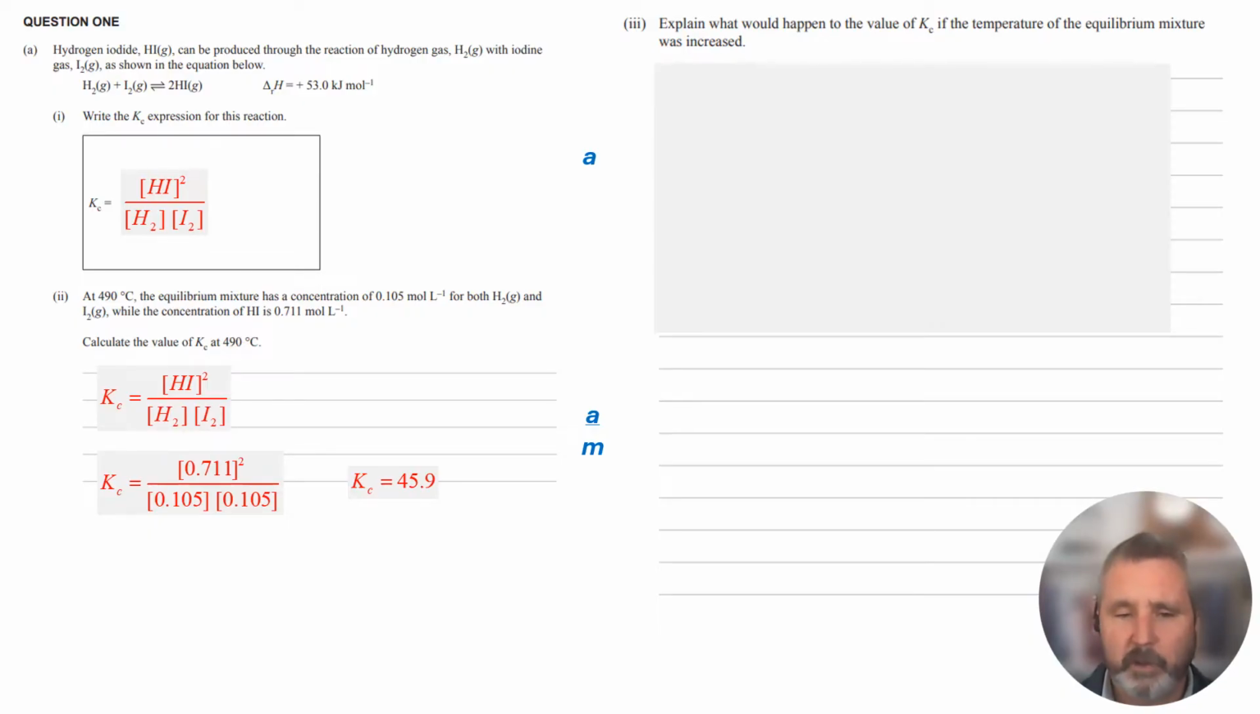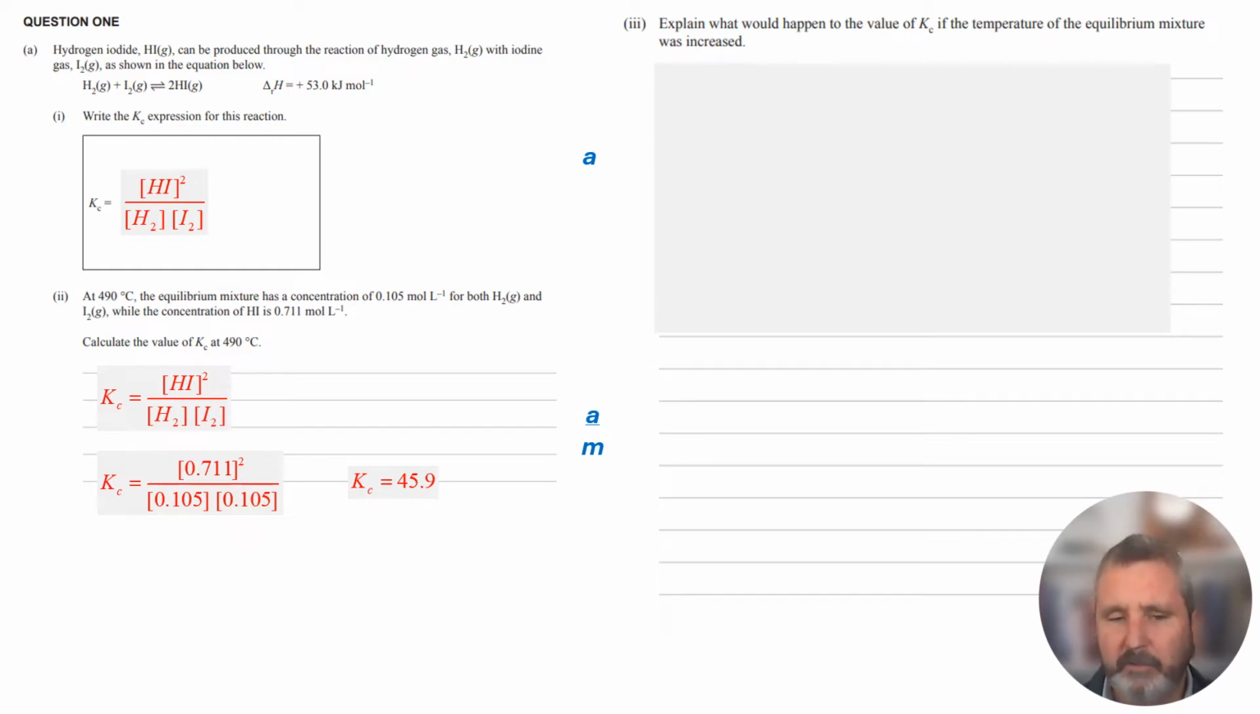So what we do is we look back at our equation on the previous page. They've got a value here of plus 53 kilojoules per mole, and we should know that this enthalpy value being positive means that the forwards reaction is endothermic.